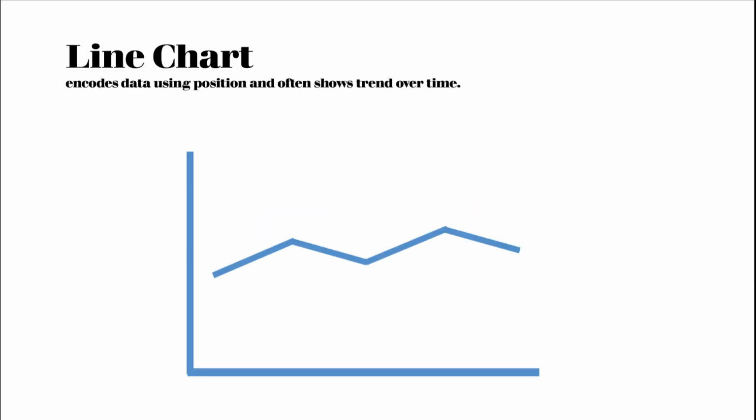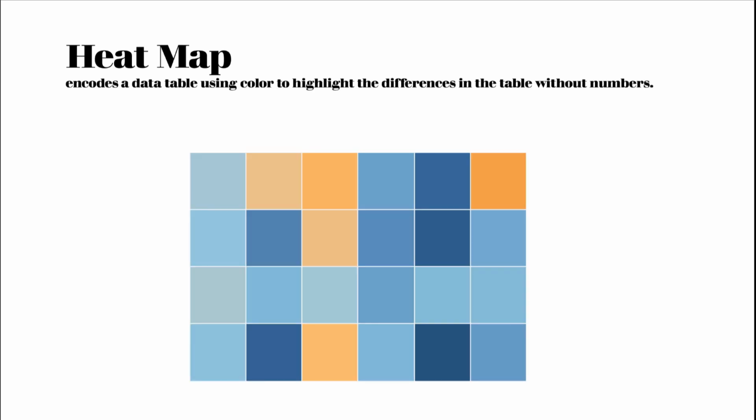Line charts encode data using position and are a good chart to show trends over time. It is best to keep the time series on the x-axis, not rotated, with the oldest time period on the left going to the newest time period on the right. Those are the recommendations.